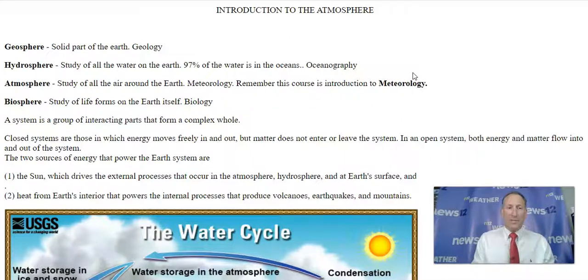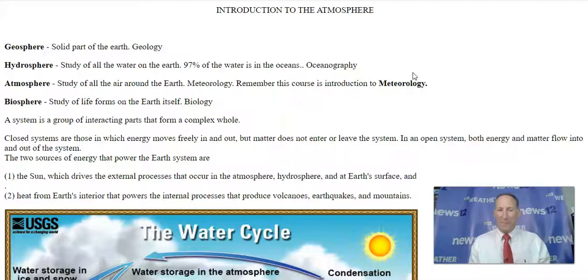Again, the atmosphere is the study of all the air around the Earth. And that's what this course is, Introduction to Meteorology. We're going to study all the air around the Earth. We also have the geosphere, which is the solid part of the Earth, and that's geology. And then we're going to be looking at the hydrosphere, the study of all the water on Earth. Remember, 97% of the water is in the ocean, and if you wanted to study the oceans, that would be oceanography. That's what we're going to be looking at for storms, tropical systems, hurricanes. We'll get an idea on that as we go throughout the semester.